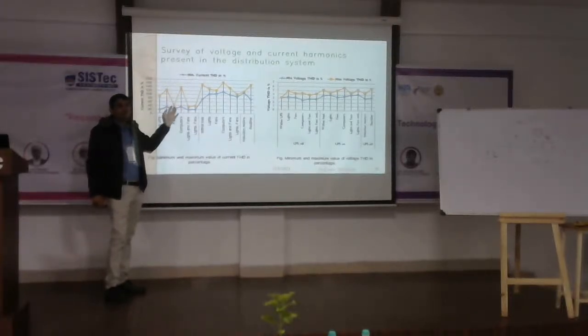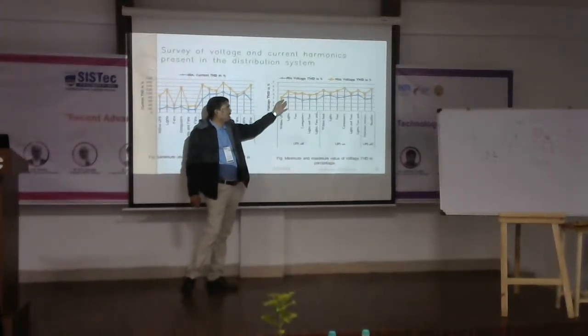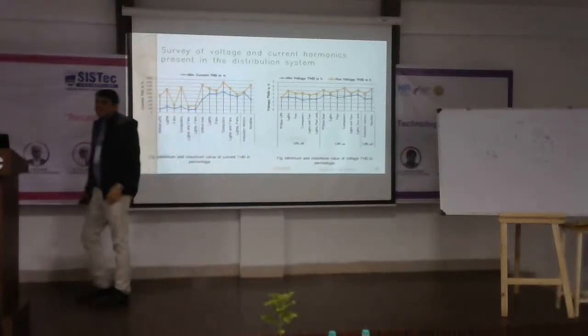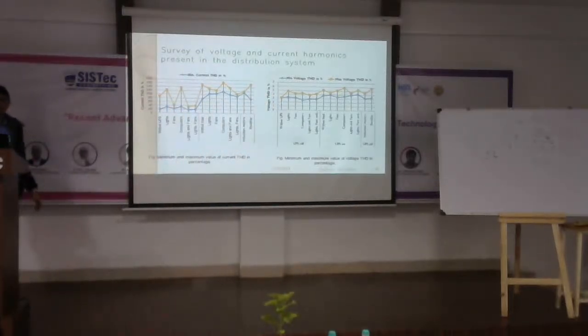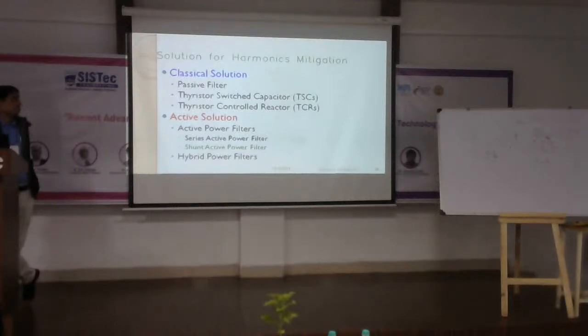So how can we sort it out? We'll require a filter. You can easily see by the graph that when you're using a filter, THD will be less than 6%. And yes, the IEEE standard requires it to be maintained within 5%. So we'll require a filter. We have options. That is a solution. The classical solution is the passive filter.